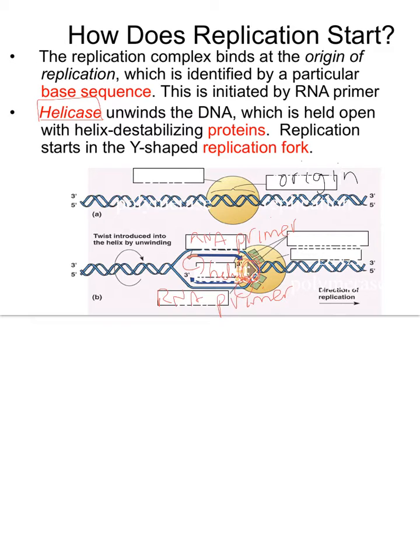As it's unwinding, the DNA is obviously going to want to wind back to a double helix shape, but it doesn't because there are helix destabilizing proteins, and those are the green boxes here. They're going to help hold it open. All right, so as helicase unwinds the DNA, we are forming a Y-shaped region. I'll show that in blue right here. See the Y? That is a Y-shaped region, and that is called the replication fork.